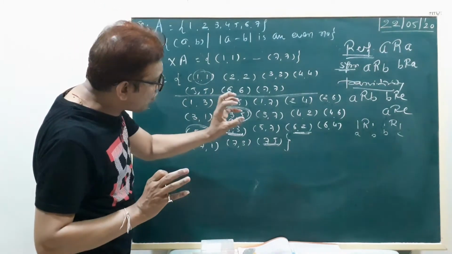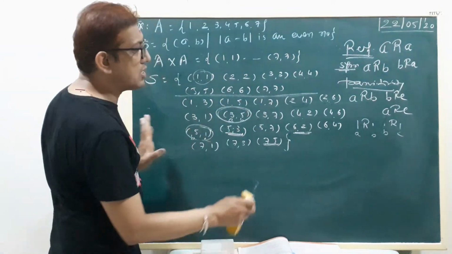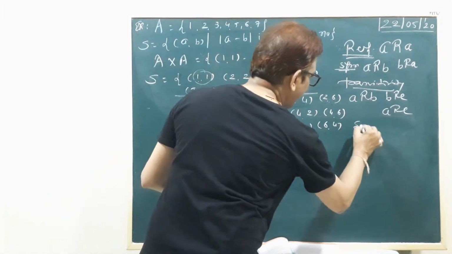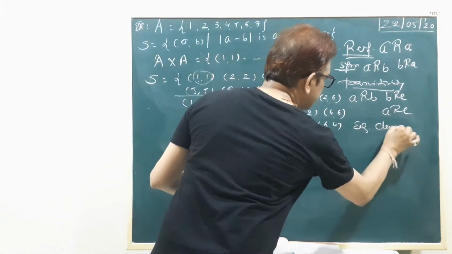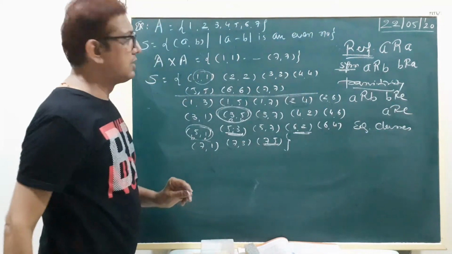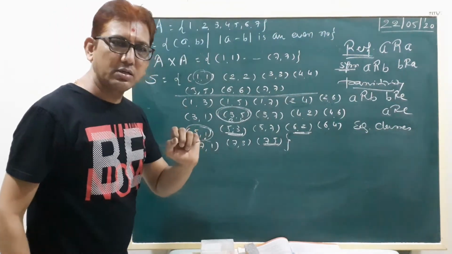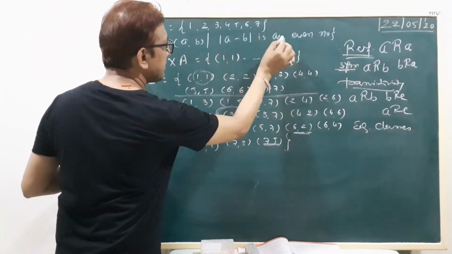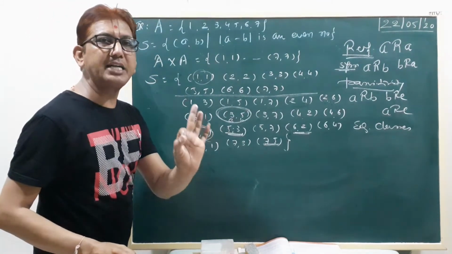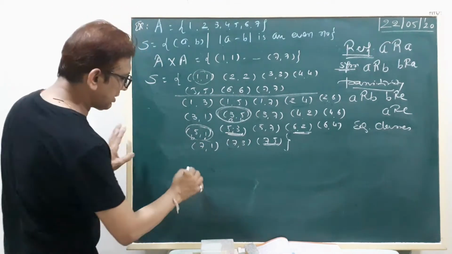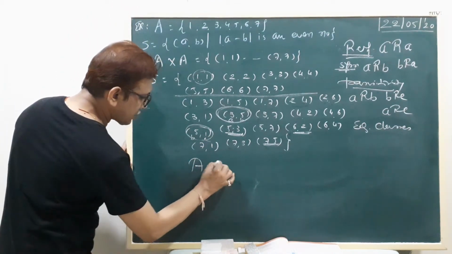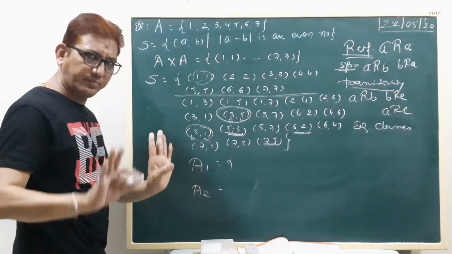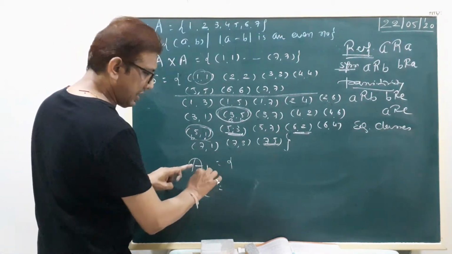Okay. Now we introduce another term, equivalence classes. So what are equivalence classes? Here our number a minus b is an even number, that means divisible by 2. First we write a1 and second we write a2. Look here, a1 and a2.